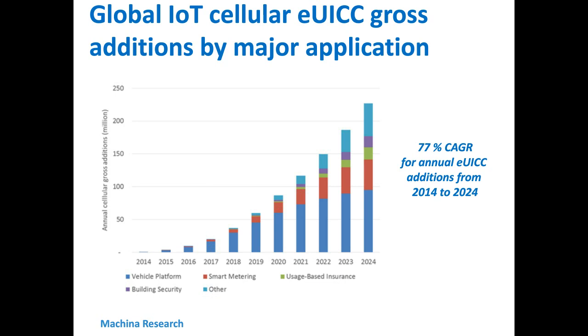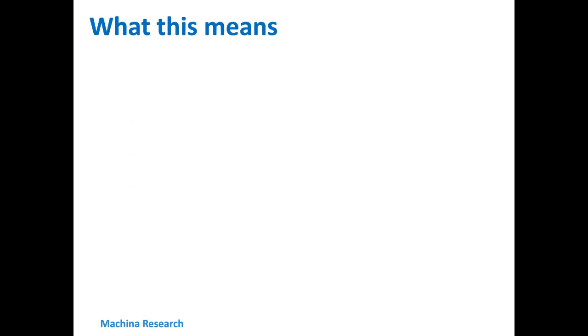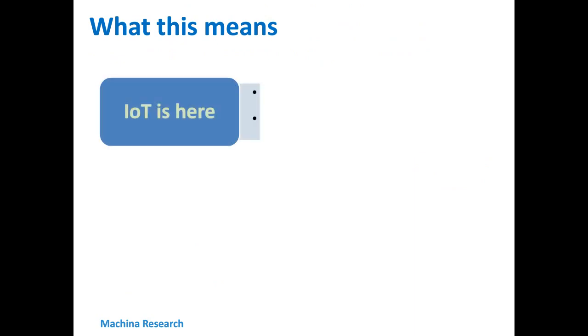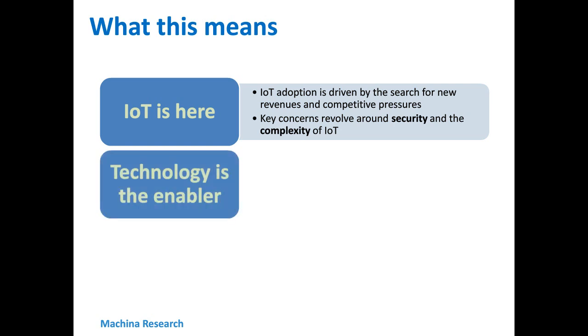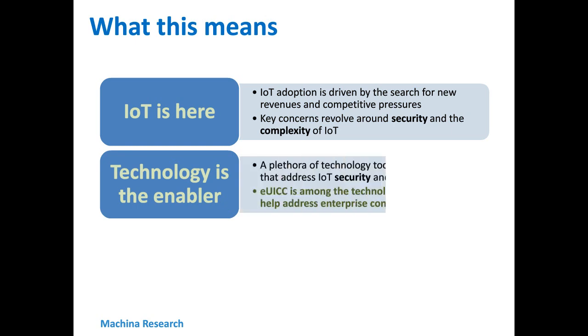Now, just a few quick thoughts to keep in mind. What this all ultimately means, I think the key important things to keep in mind here, is that IoT is here. Competitive pressures and the search for new revenues and growth are what's driving it. Key concerns continue to persist, and they continue to revolve around the fundamental issues of security and the complexity of IoT. Having said that, there are technologies out there to help address the concerns that enterprises have, and the trick will be understanding what these technologies are.